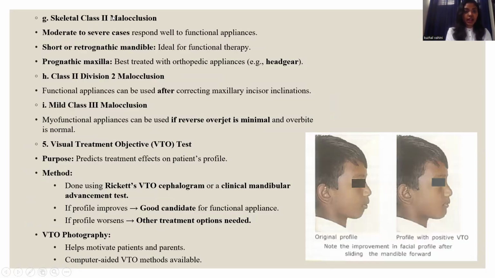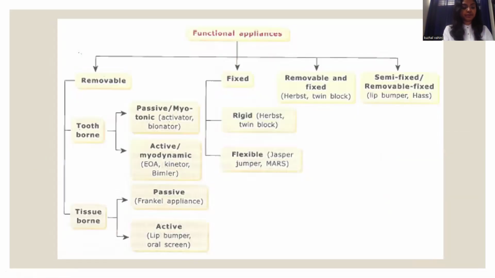Then again, in class 2 cases with upward or anti-clockwise rotation, it is very much suitable for functional appliance therapy. Then skeletal class 2 malocclusions: moderate to severe cases respond well. Then we have a short retrognathic mandible. A prognathic maxilla is best treated with orthopedic appliances like headgears. Then in class 2 Div 2 cases, we align the anteriors first and then go for the functional correction. Checking the VTO is very much important, and periodic recording using photographs is essential. The recording is done using a Ricketts cephalogram or clinical mandibular positioning, that is, clinical mandibular advancement. If there's an improvement in the profile, the patient is a good candidate for functional appliance therapy.